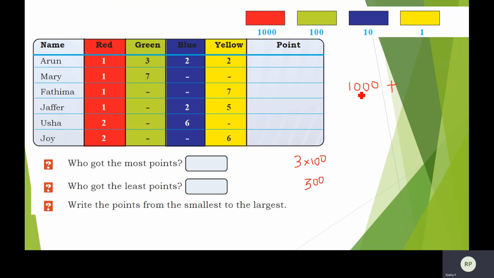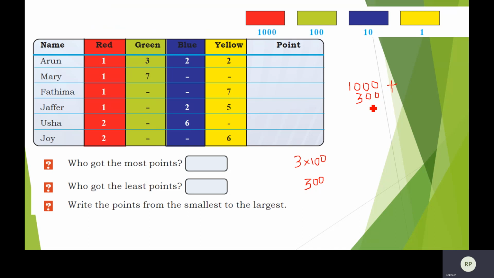Now what you have to do? You have to add up. So now 300 you have to add up here. So 300 means, how will you write it? You have to write it in the proper places. So this 0 in the ones place, this 0 in the tens place, and this 3 in the hundreds place. Okay. So write it in the proper order.